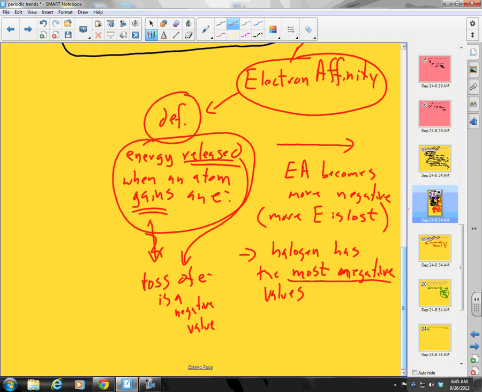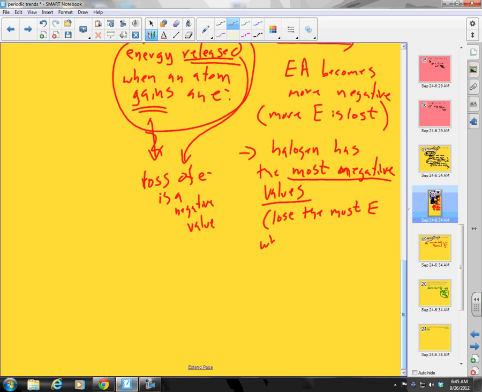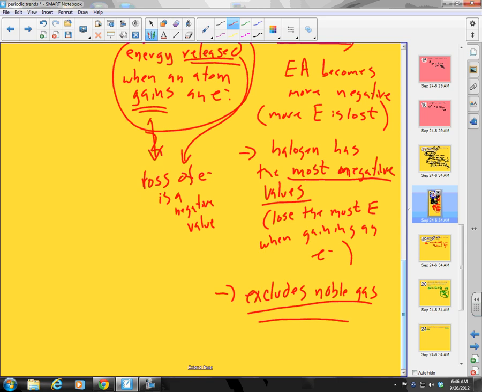The most negative values. That means what? They lose the most energy when gaining an electron. Okay, and one other thought here is this excludes noble gases. Noble gases are not included in our trend for electron affinity.